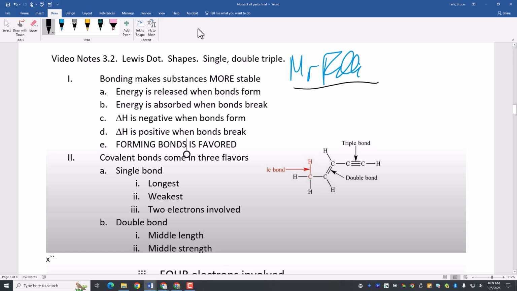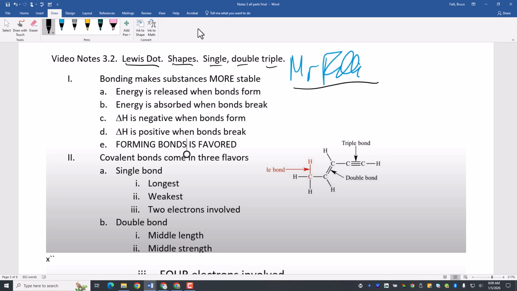This is one of the toughest, meanest sections in chemistry, where we have to think about shapes, figure out what they look like, draw them, and make a two-dimensional flat piece of paper turn into a three-dimensional shape. So let's hop into the intro stuff first. Today we're going to talk about Lewis dot structures, shapes, and single, double, and triple bonds.